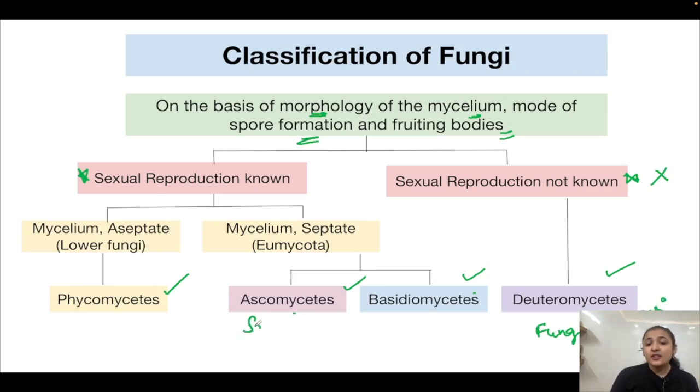Ascomycetes are the sac fungi, which we just studied in the sexual reproduction of fungus. Ascospores are produced in ascomycetes, in sac-like structures known as asci, or ascus in the singular. In basidiomycetes, basidiospores are seen, which are again a type of sexual spores, and basidiospores are produced on club-like structures known as basidiocarps. So these are known as club fungi.